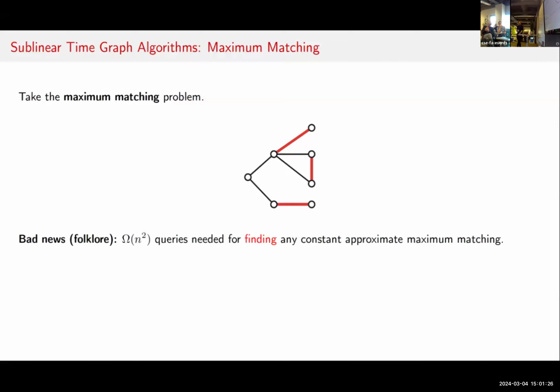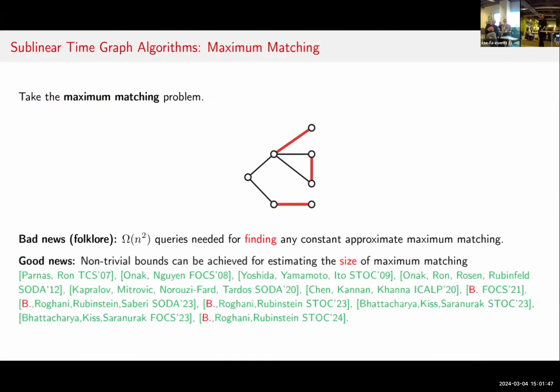Immediately there is a barrier, or bad news: n-squared queries are needed for finding not just a maximum matching, but any constant approximate matching. In other words, it's not possible to obtain a sublinear algorithm for finding matchings. But the keyword here is finding. The lower bound only holds if you want to find the edges of the matching, that is, report all the edges of the matching.